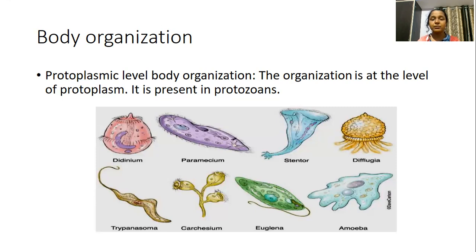The organism itself is a single cell, and all the life activities are performed by that single cell. Take, for example, the amoeba, which is a very basic protozoan. It is a single-celled microscopic organism and performs all its physiological activity within that one cell itself. That is what we call protoplasmic level body organization.